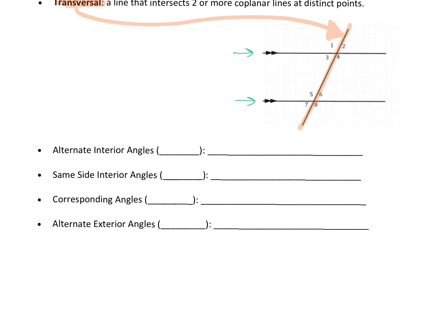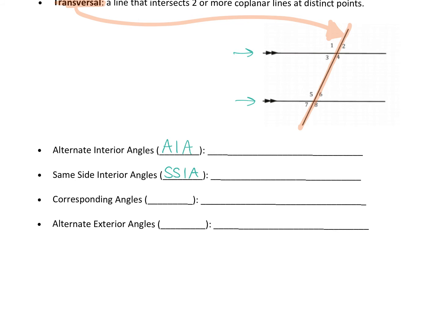They all have an abbreviation that I use. You're welcome to use the abbreviation, or you're welcome to write the words out. It's a lot of writing if you write the words out. So alternate interior angles is AIA. Same side interior angles we call SSIA.